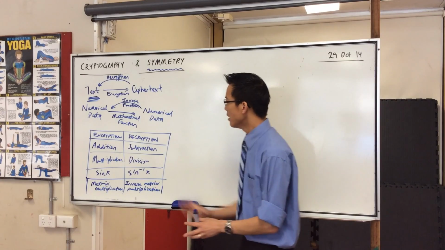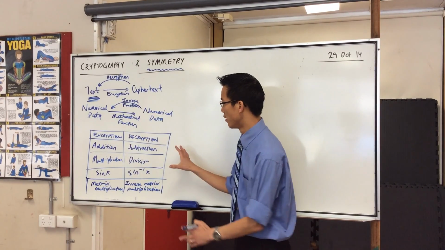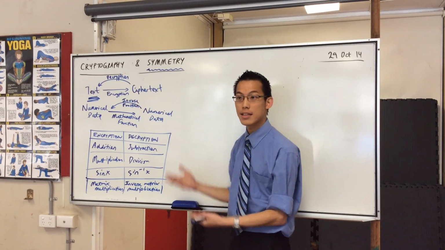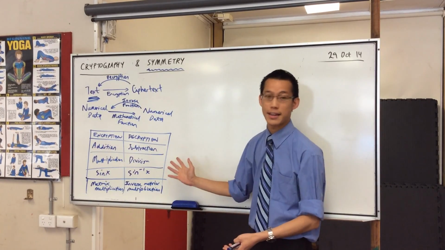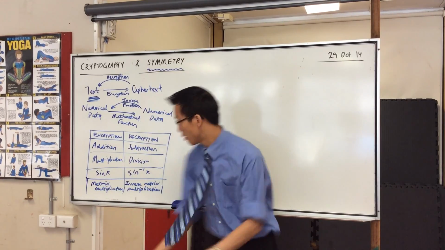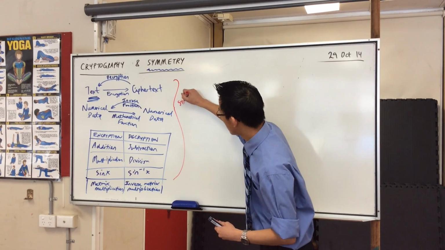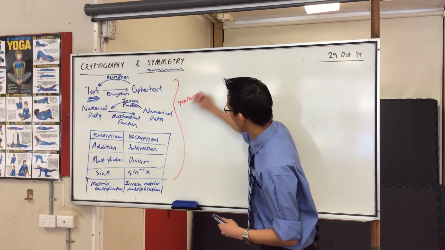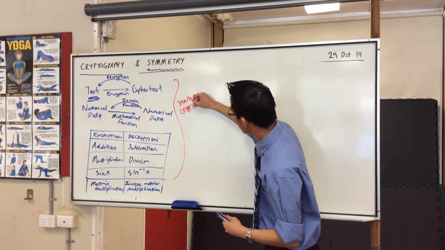Okay. So this idea here, can you see that this kind of way of approaching encryption is symmetrical? If you know what this is, you'll know what the other side is. They're two sides of the same coin. So this whole idea, everything here, is called symmetric cryptography.